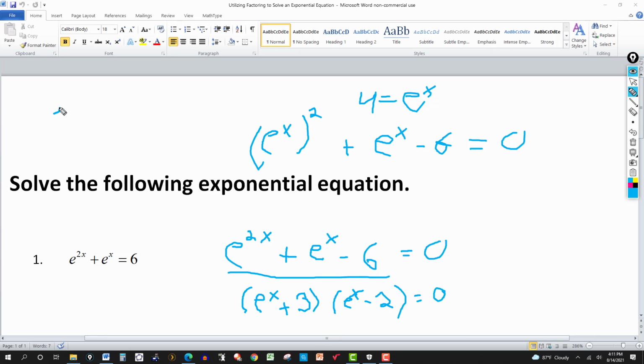Okay, so let's just say e to the x then. Setting e to the x plus 3 equal to 0, and adding negative 3 to both sides, I get e to the x is equal to negative 3. And then taking the second factor, setting it equal to 0, I would just add 2 to both sides. This would give me e to the x equal to 2.